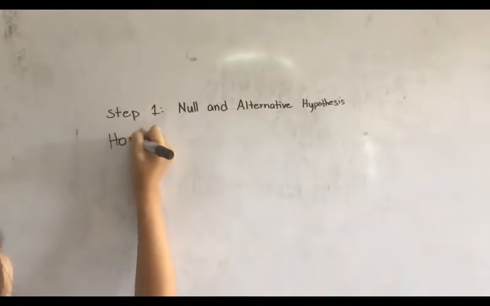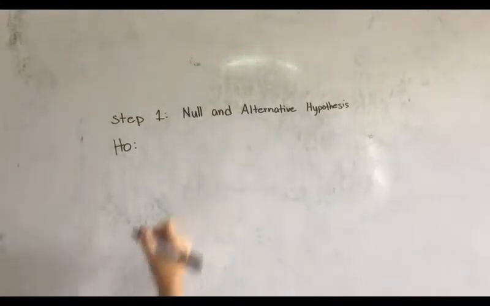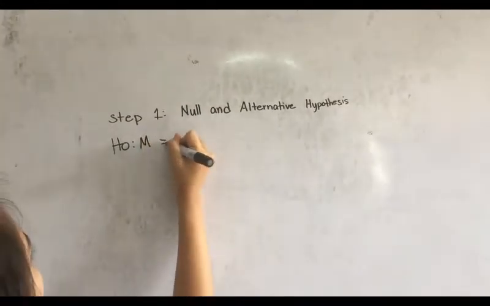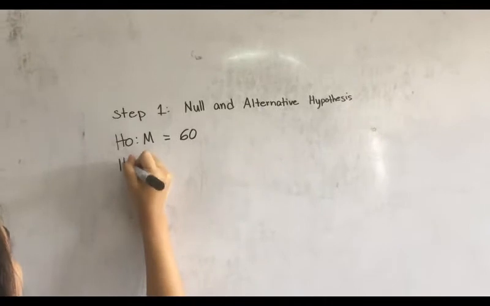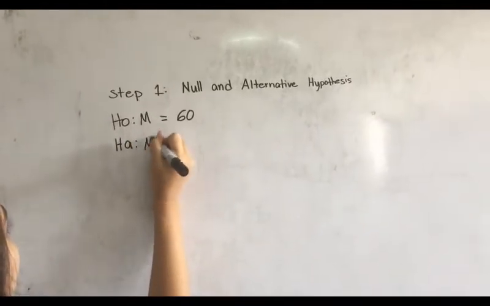Step 1. Null and alternative hypothesis. HO, the population mean is equal to 60. HA, the population mean is less than 60.